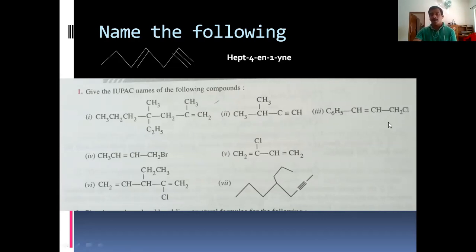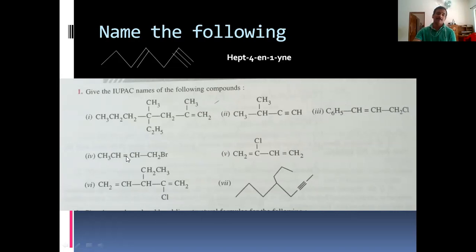Here you can see a Cl group, CH double bond CH. This is a substituent, a phenyl group. So we can start numbering from this side. 1, 2, 3. 3-chloro, alphabetically chloro is first. 3-chloro-1-phenyl propene.